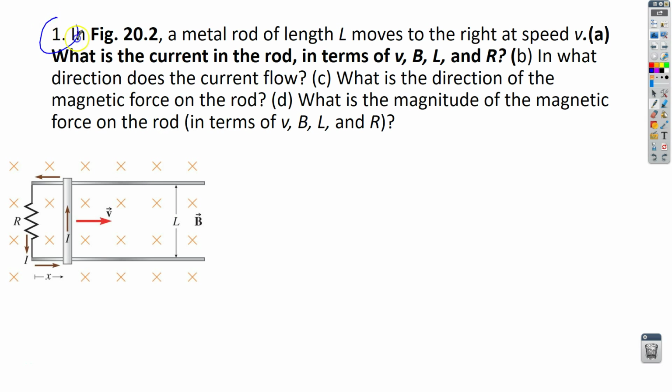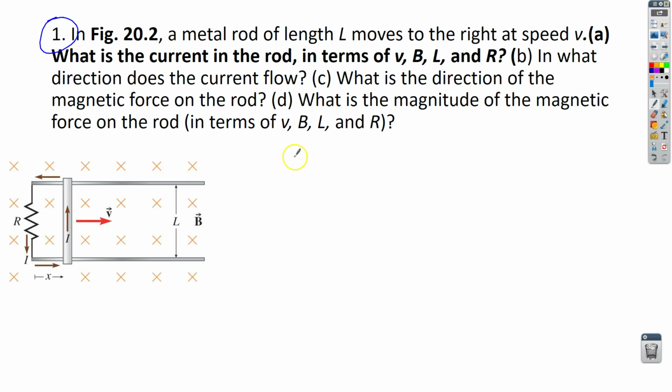And the first problem is number 1 in figure 20.2. So this is the figure. We have a metal rod. It has a length of L. So we're only worried about what's bound by these two bars. And it's moving to the right with a speed of V. They want to know what is the current in the rod in terms of V, B, L, and R.